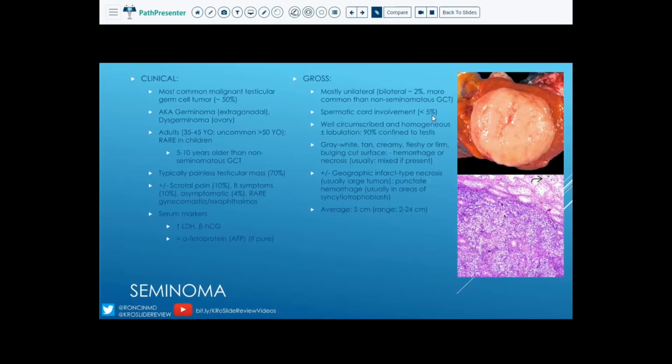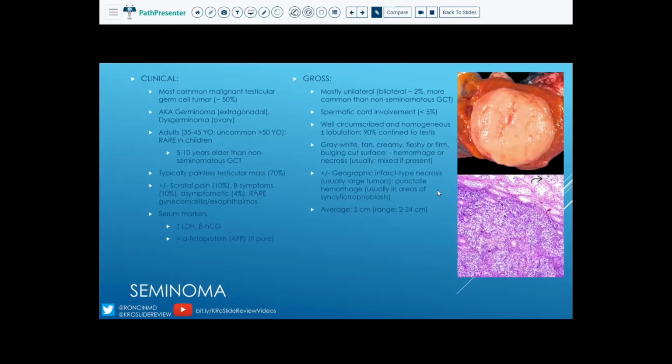Less than 5% will have spermatic cord involvement, and they tend to be very well circumscribed, homogeneous lesions. They may or may not be lobated in appearance, maybe a little bit of lobulation. And 90% of them will be confined to the testes, again owing in part to relatively low spermatic cord involvement. What you see here is really what they look like, this creamy, fleshy, firm or bulging appearance. You shouldn't see hemorrhage or necrosis. If you do, you want to think about mixed germ cell tumors.